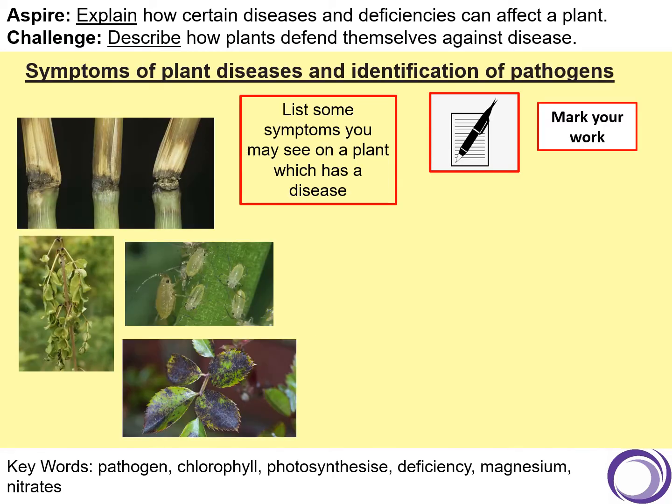Okay, so what we need to talk about now is symptoms of plant diseases and how then we identify what pathogens actually cause the disease itself. So what I would like you to do is list some symptoms that you may see on a plant which has a disease. So write down all the things that you might see that we've learnt about today, and also other things that might come into your head. So I'm going to give you a minute to list any symptoms that you might see on a plant that has disease. Off you go.